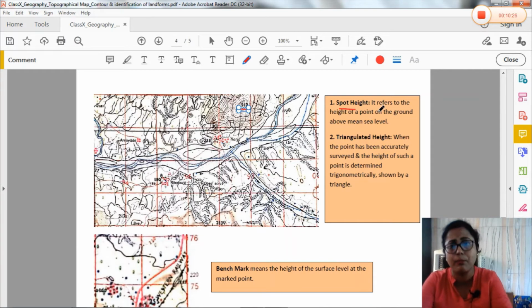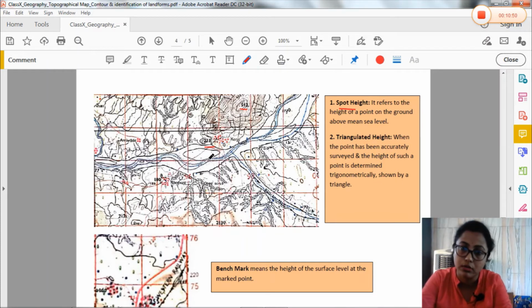Spot height is the height of the point. It shows the actual height of the point above the mean sea level. So here it is written 542. It means the height of the point is 542 meter from the mean sea level, the actual height of the point. If it is 223, this is also a spot height. So the actual height of the point above the mean sea level is 223 meter only.